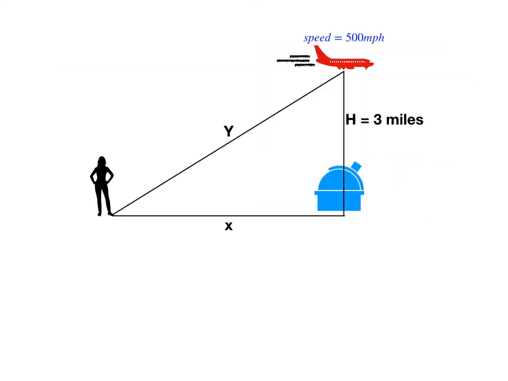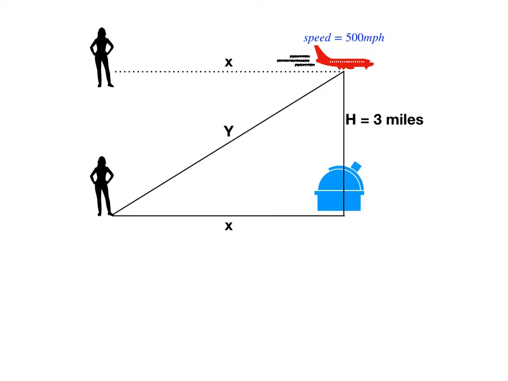And we look at this figure, and we establish that the distance between you and the observatory is x. So then if you move yourself above the ground to the altitude of 3 miles, so then you have the same height as the airplane, then the distance between you and the airplane is also x, when you're at the same height.